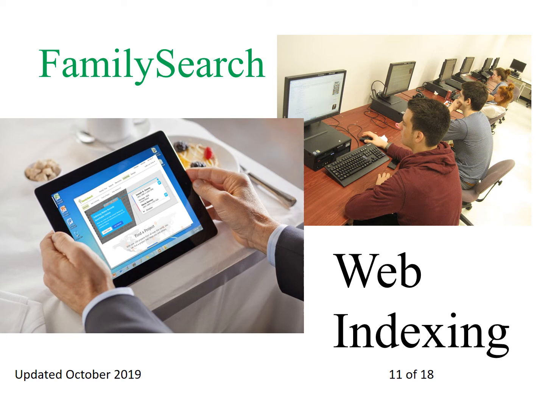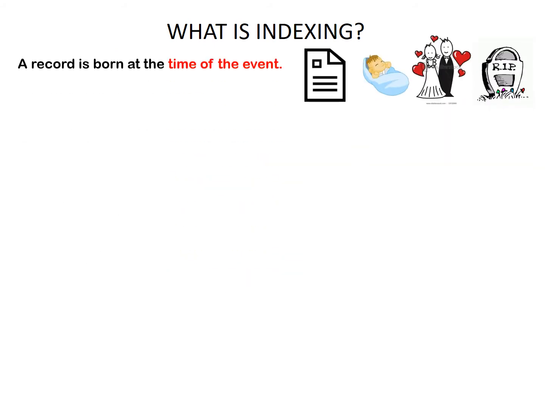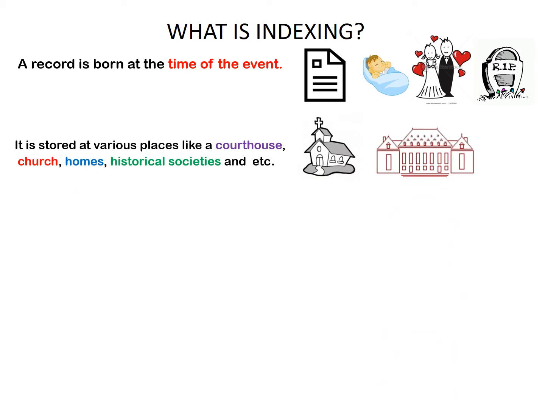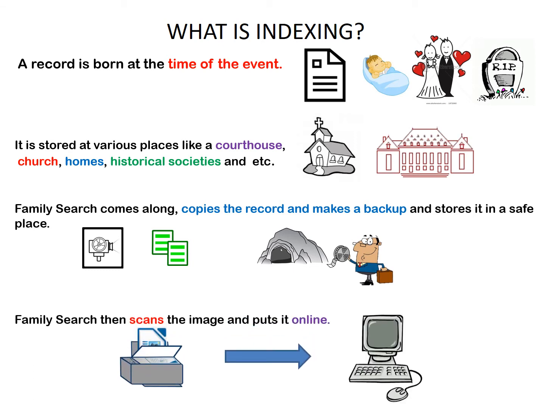This presentation is on FamilySearch web indexing. So what is indexing? A record is born at the time of the event. It is stored at various places like a courthouse, church, homes, historical societies, and so forth. FamilySearch comes along, copies a record, and makes a backup and stores it in a safe place. FamilySearch then scans the image and puts it online.